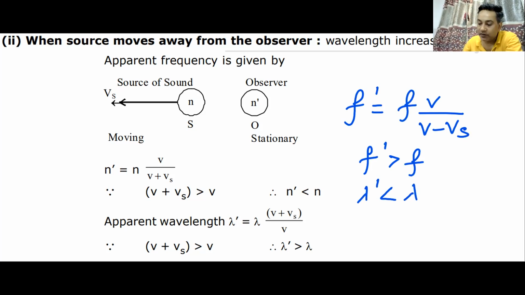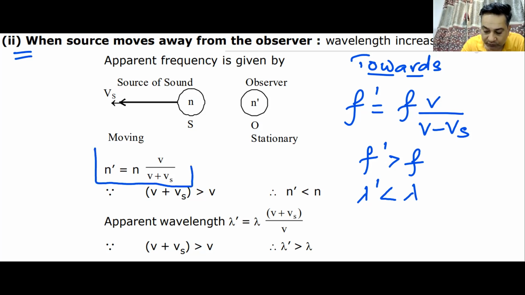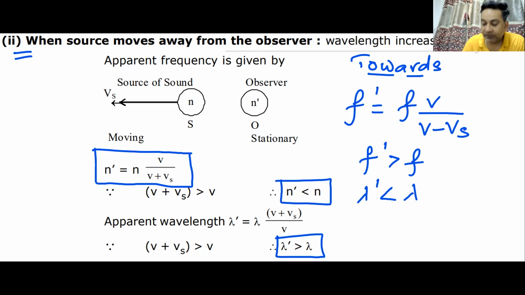This was case number 1, where the source was moving towards the observer. Do we remember this? Yes or no? Yes, sir. In case number 2, we had seen again the observer was at rest, but the source was now moving away. This is the case on the screen right now. The observed frequency is now less than the original frequency, whereas the wavelength is more.